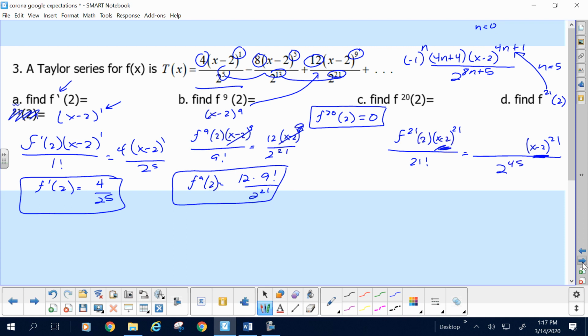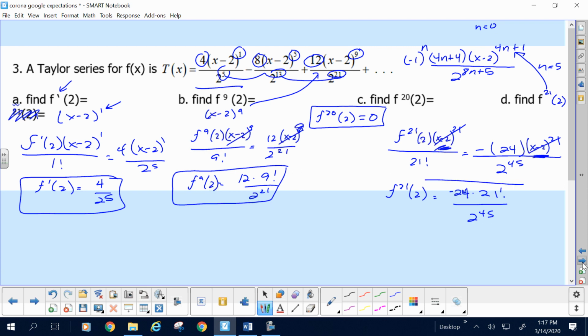Shoot, that's big. When n equals 5, this coefficient here is 24. And when n equals 5, I get a negative. Now I can isolate the 21st derivative. The 21st derivative at 2 is negative 24. These guys drop out now. Negative 24 times 21 factorial over 2 to the 45th.